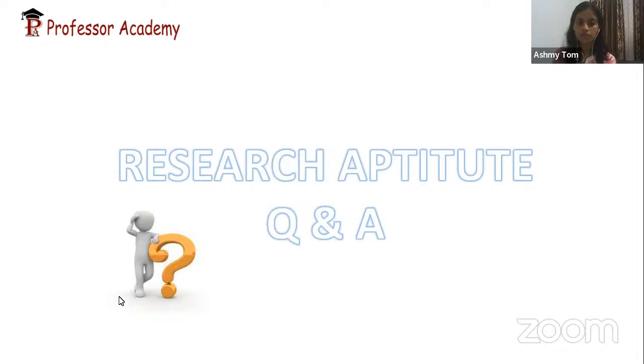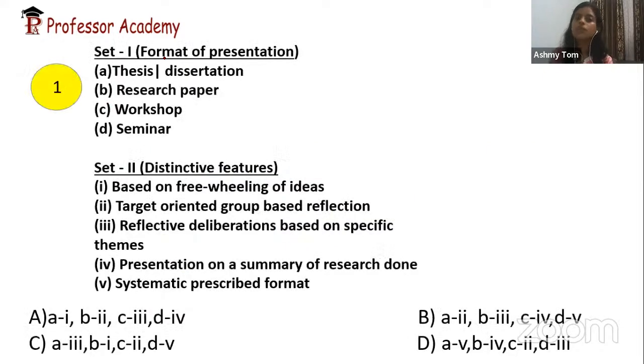Moving on to the first question. Here the given question is a match the following type question. Set 1 consists of the format of presentation and set 2 the distinctive features or the description regarding each of the presentation types. So the first one is thesis or dissertation, B research paper, C workshop and D seminar. In set 2, 1 based on freewheeling of ideas, 2 target oriented group based reflection, 3 reflective deliberations based on specific themes, 4 presentation on a summary of research done, 5th one systematic prescribed format.